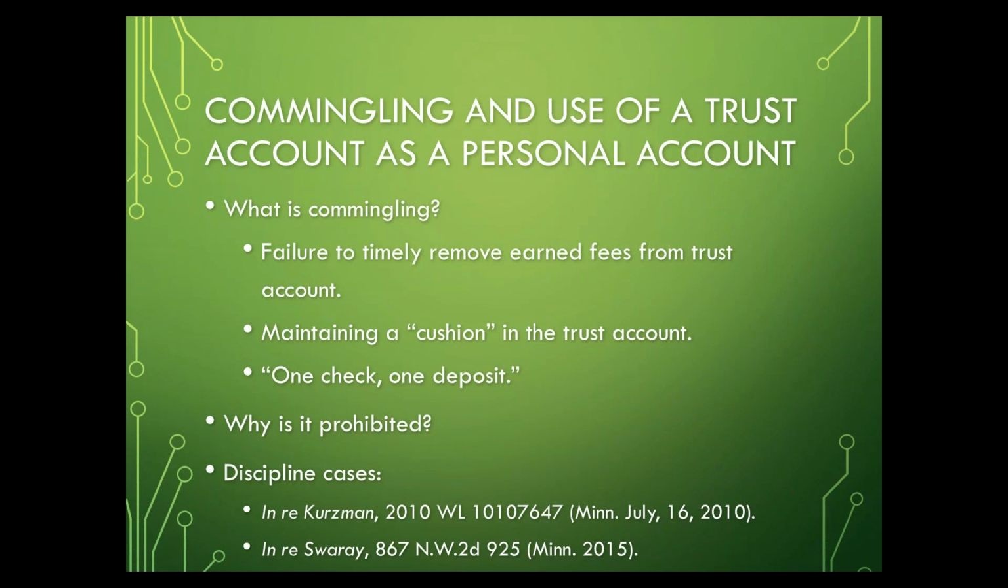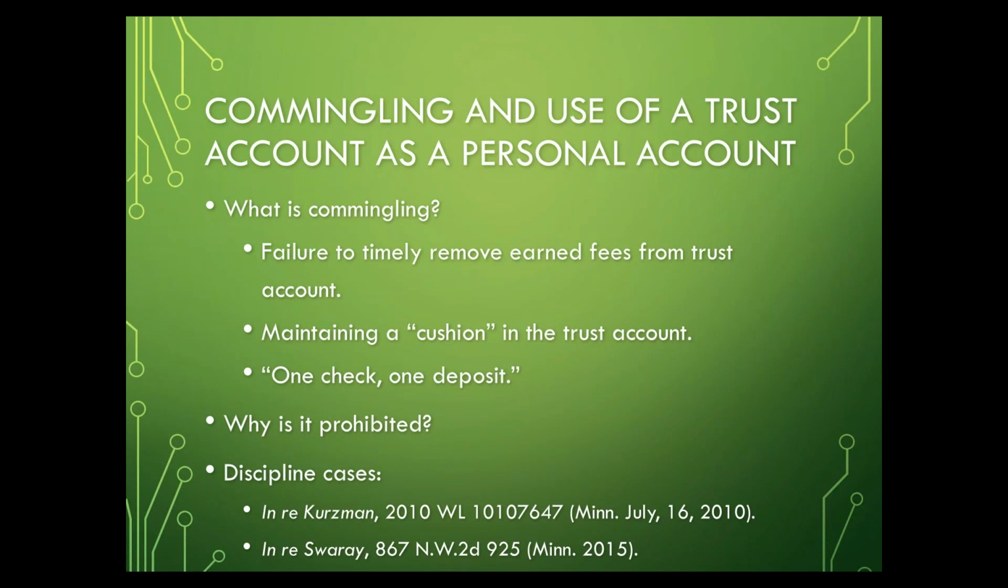You learned earlier that you're allowed to have $200 in there to account for things that can happen. Some lawyers are like, hey, I'm bad at math, so I want to have more of a cushion. You can't do that, all right? You can't have more of a cushion than $200. By doing that, it's going to constitute commingling, and you could be subject to public discipline.